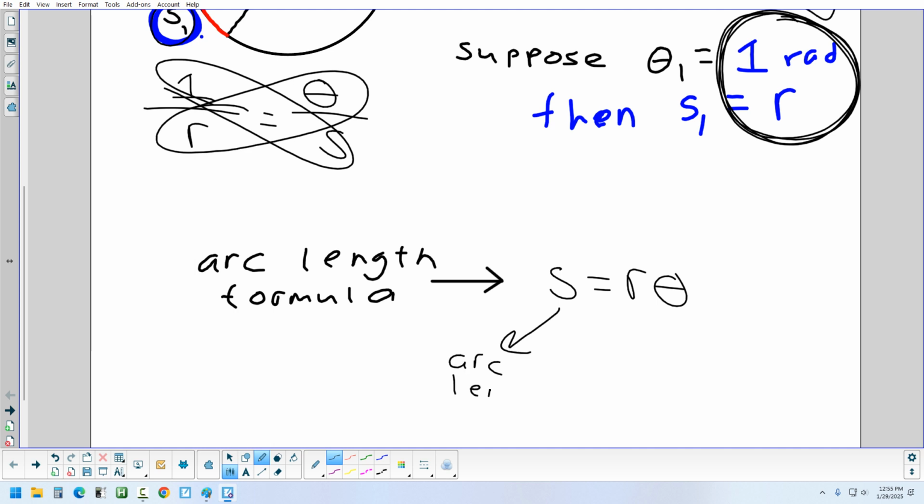So S is the arc length. What do you think R stands for? Radius. It's the size of the circle that you're working with. And theta is my angle. Yep. And something very important about the angle. What did we assume about theta 1? It's 1 radian. It has to be in radians.